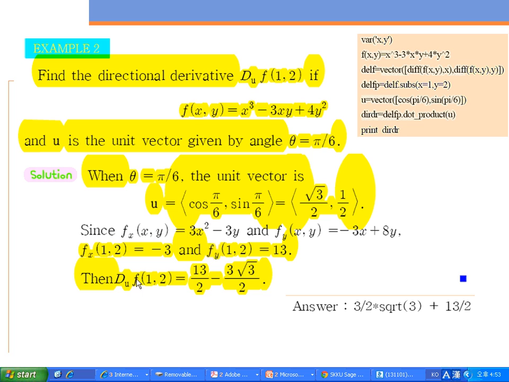So the directional derivative of the function f at this point in this u direction is the inner product of this vector and this: minus 3 times the square root of 3 over 2, plus 1/2 times 13. So 13 over 2 minus this value gives us the answer that we are looking for. This is the directional derivative at this point in this direction. This can be obtained by this code, and these two are the same. Okay, let's see.